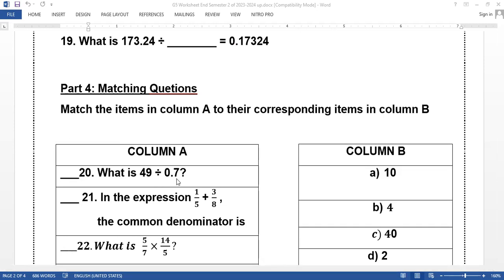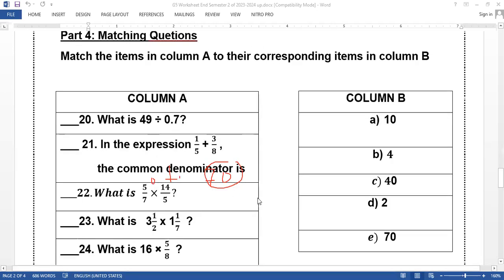What is 49 divided by 0.7? As you can see, we can't divide by 0.7. So we move the point to the right 1 step and we add a 0 here, because you multiply both the dividend and the divisor by 10. This becomes 7. This becomes 490. So 49 divided by 7 equals 7. And we bring the 0. So the answer is 70.